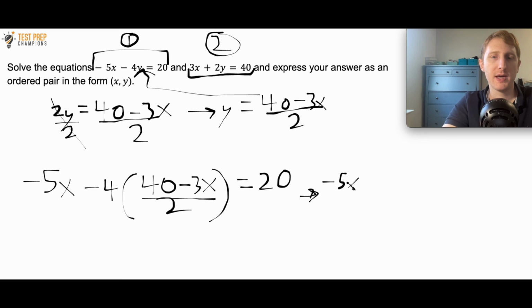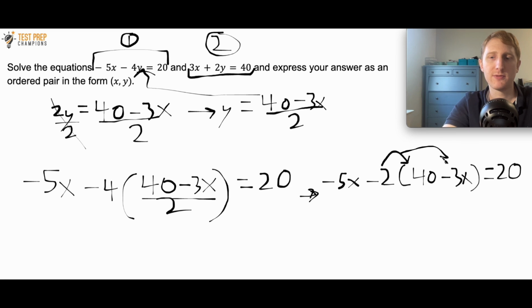So I can simplify this to negative 5x minus 2 times 40 minus 3x equals 20. So now what I do is I distribute this negative 2. So in other words, I'm going to do negative 2 times 40, which is negative 80. And I also do negative 2 times negative 3x, which gives me positive 6x. And this is all equal to 20.